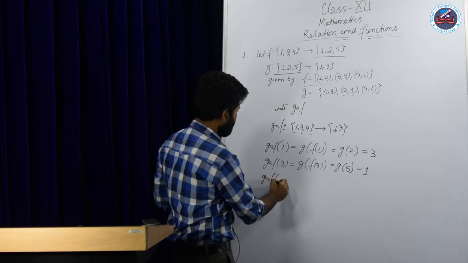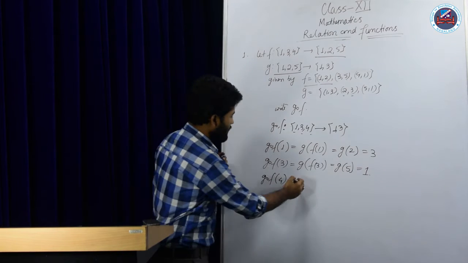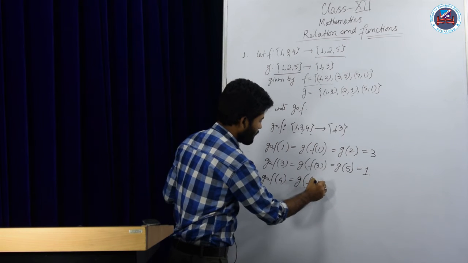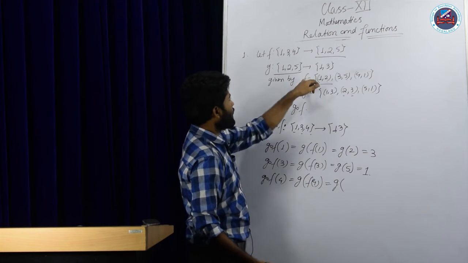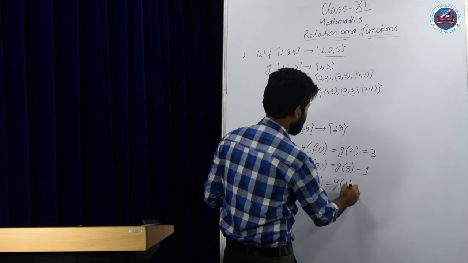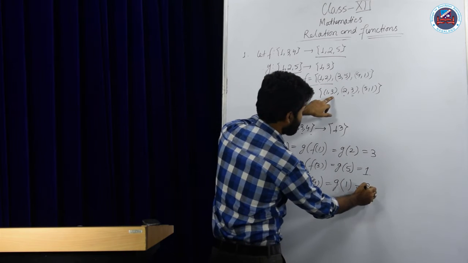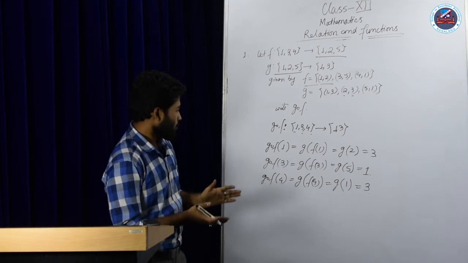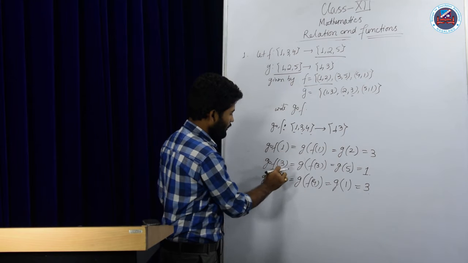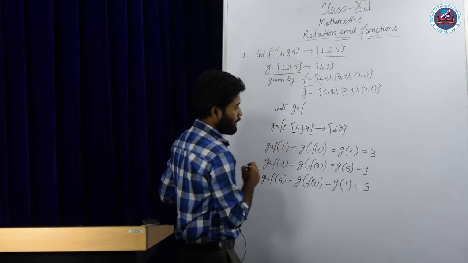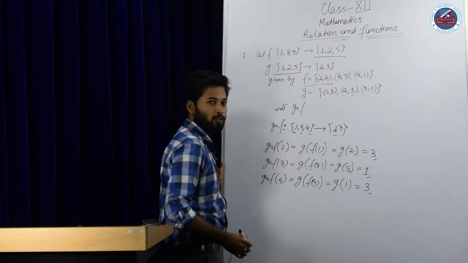Next, we need to find g of f of 4. So this can be written as g of f of 4. Now, what is our f of 4? F of 4 is 1. And next we need to find g of 1, which is 3. Clear? One thing to be noticed is that we have taken the elements from the domain, that is 1, 3, 4, and we have got the elements 1 and 3, so both are in the codomain. Clear?